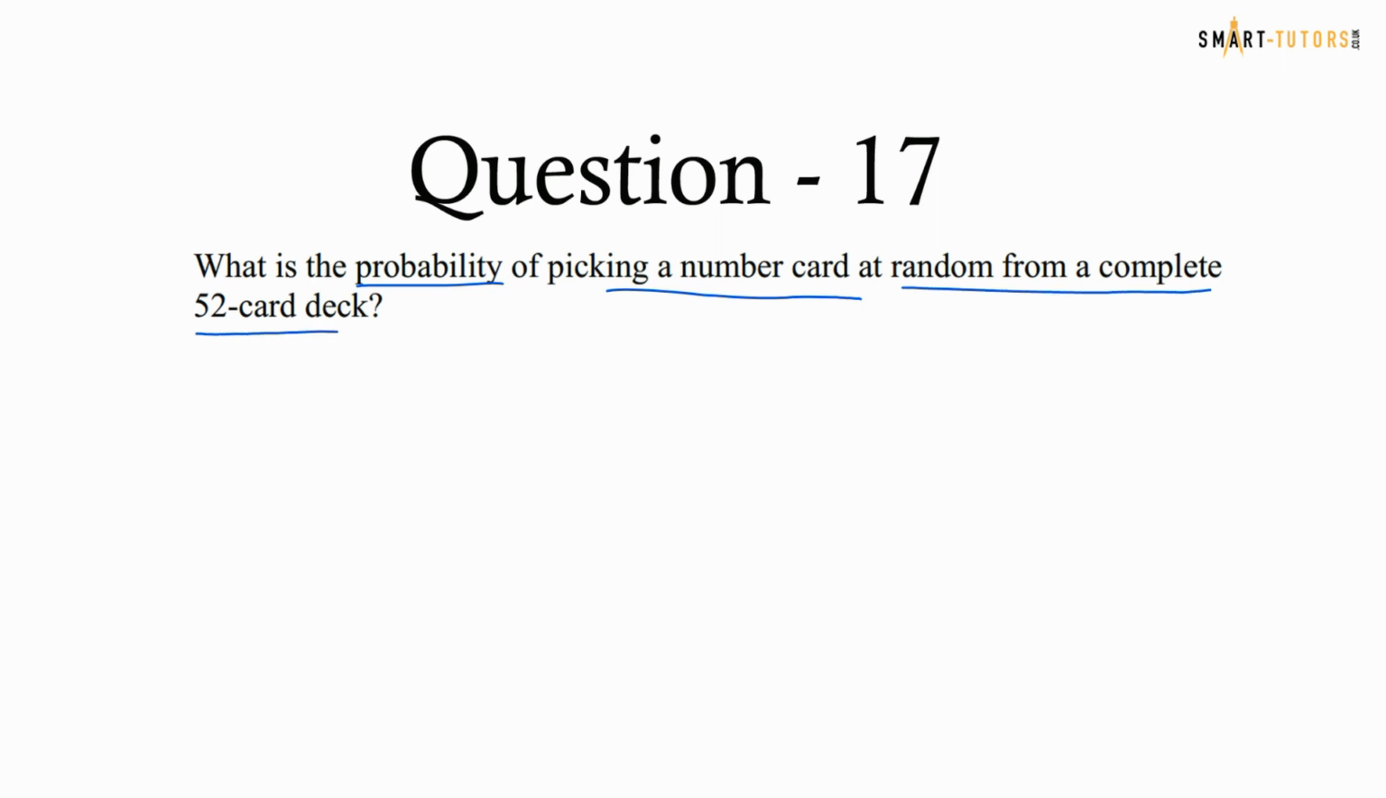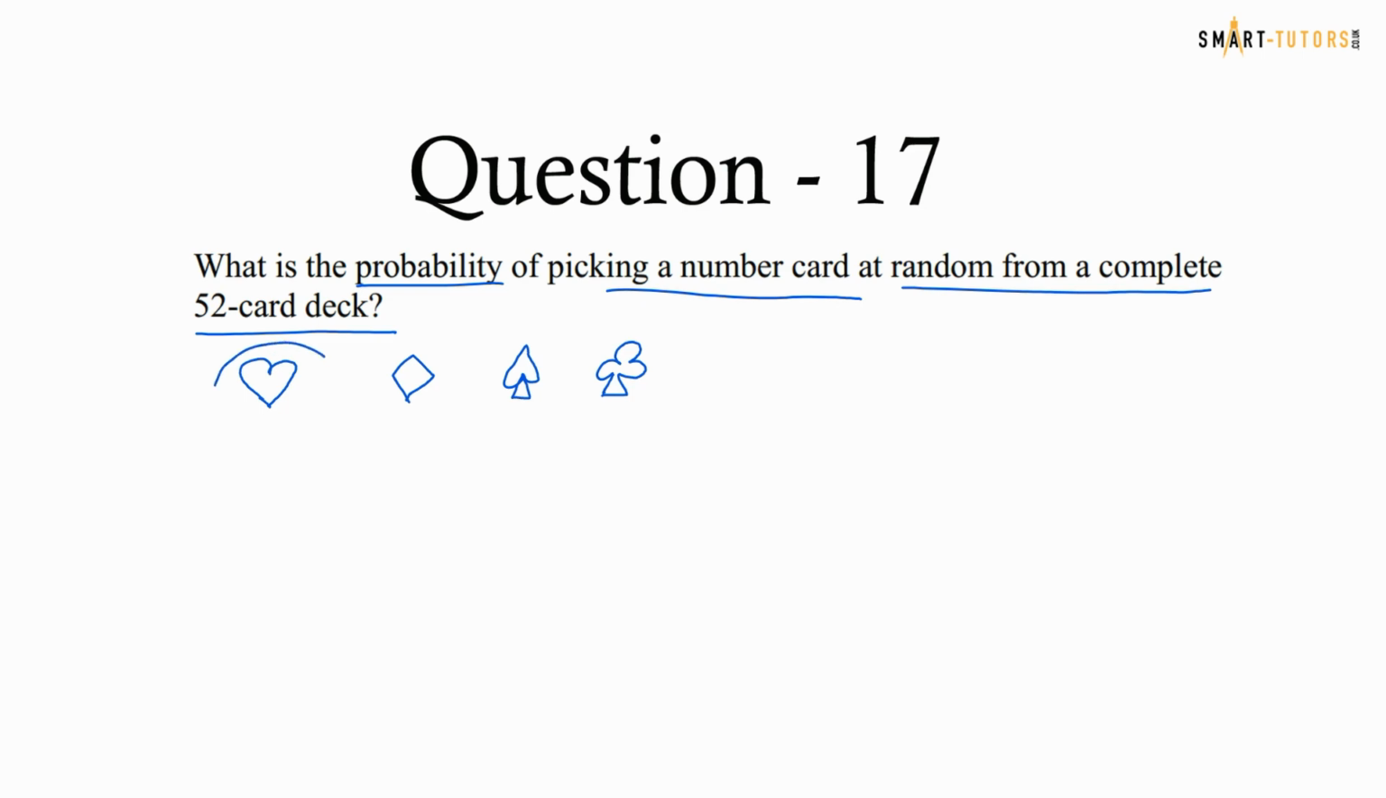Question number 17. What is the probability of picking a number card at random from a complete 52 card pack? So you need to understand, in a normal standard pack of cards, there are 4 different suits. Let me explain that, because this is our first question on probability cards. This is called hearts, the next one is the diamond, another one we call spade, and another one we call clubs. So these are the 4 different suits on the cards.